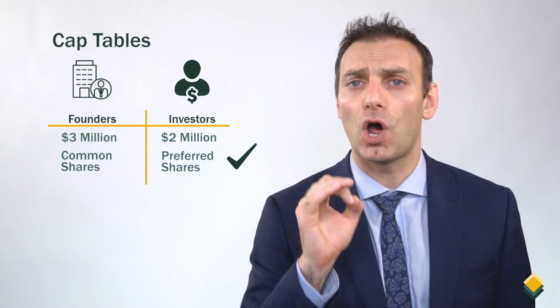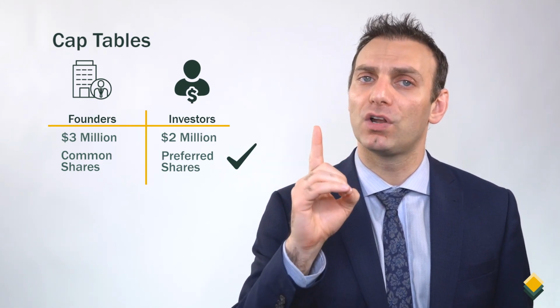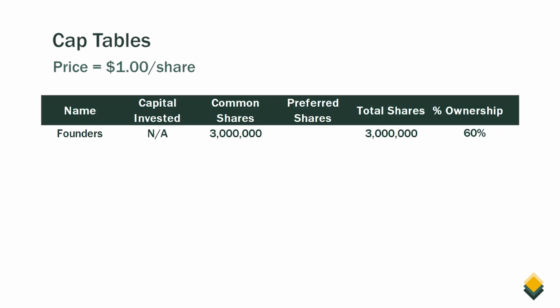Now, let's say that the common shares and the preferred shares trade at the same price of $1 per share. So if the price is $1 per share, then that would mean that the founders own $3 million worth of shares so that they would have 3 million shares, calculated by $3 million divided by $1. And the investors would have 2 million shares, calculated by $2 million divided by $1.